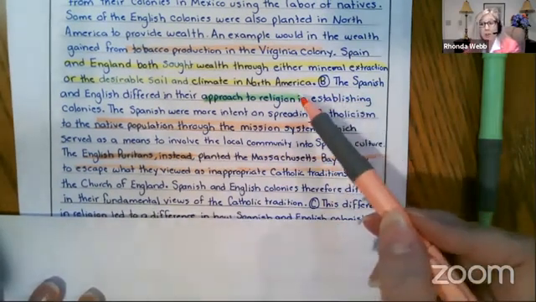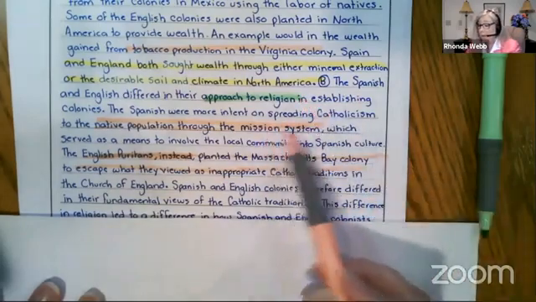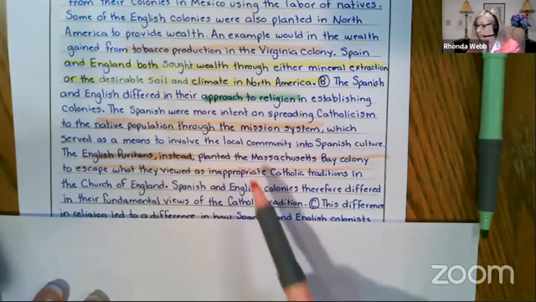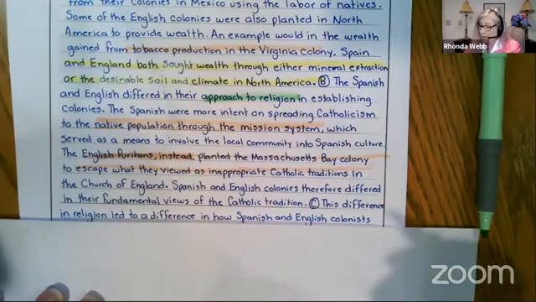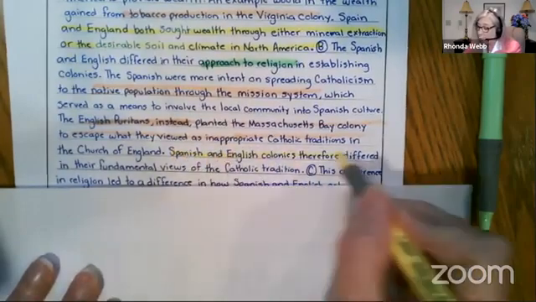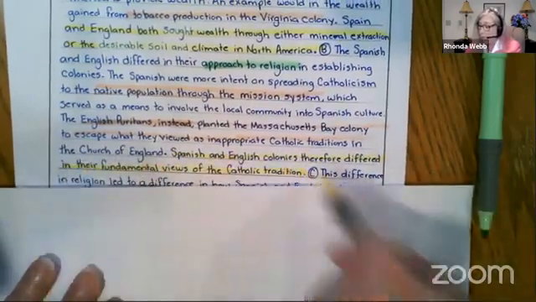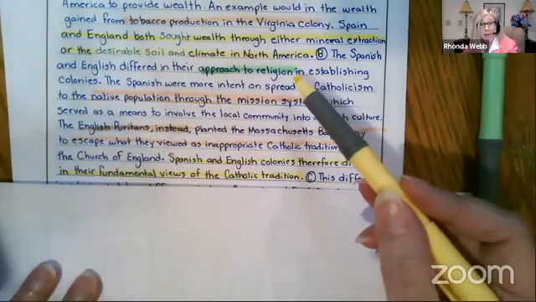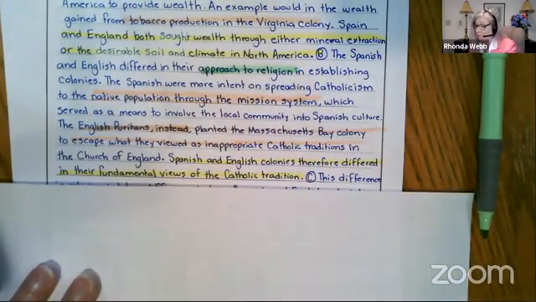They both are approaching religion differently. This is about trying to convert natives to Catholicism, and this is about trying to escape it. So let me try to tie that together. Spanish and English colonies therefore differed in their fundamental views of the Catholic tradition. So that's going to prove my answer about a difference related to religion.